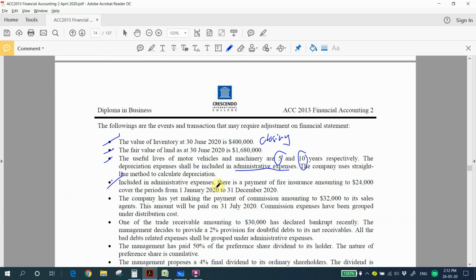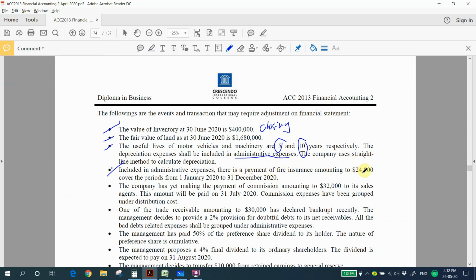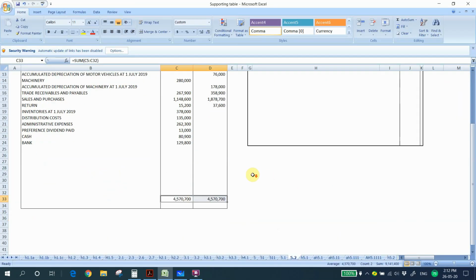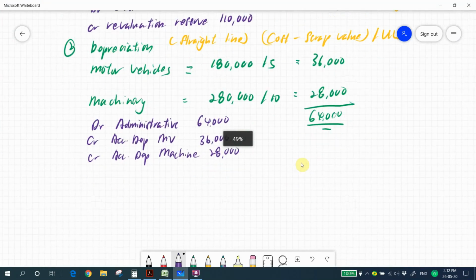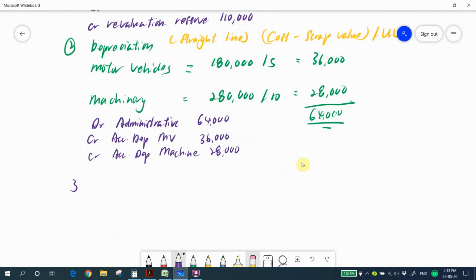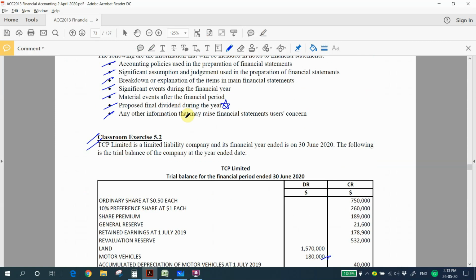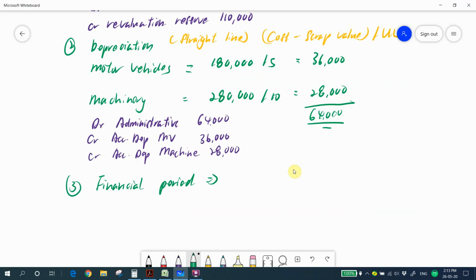Included in administrative expenses, there is a payment of fire insurance amounting to 24,000, which covers a period from 1st January 2020 to 31st December 2020. So let's have a look at this. The financial period for the company is from when to when? Up to 30th June, right? It means that this starts from 1st July 19 to 30th June 20.